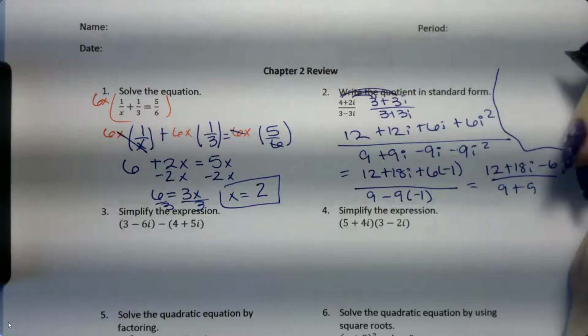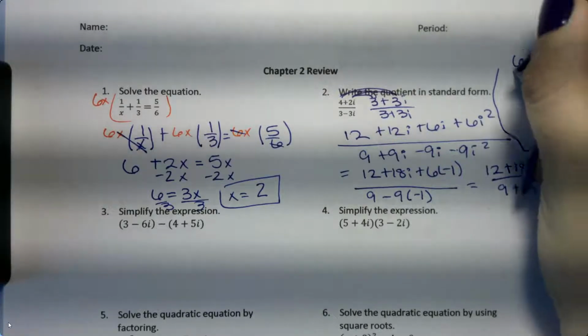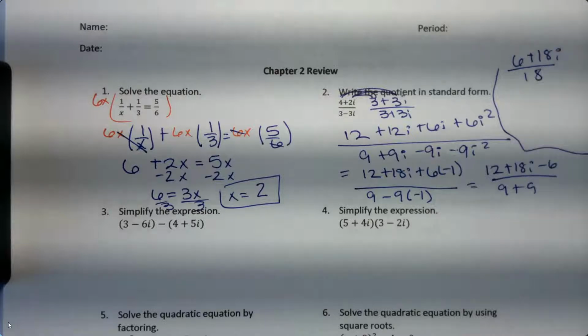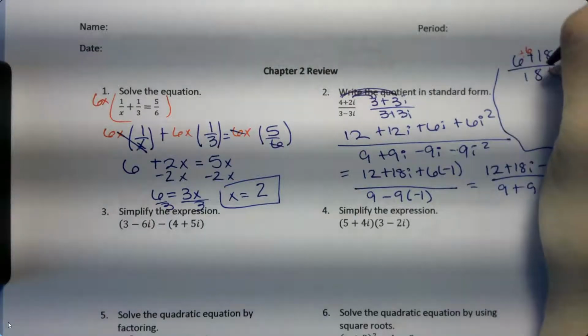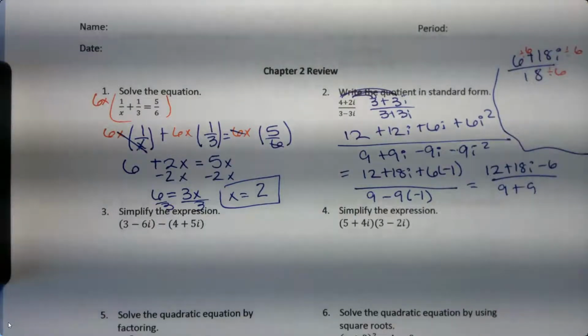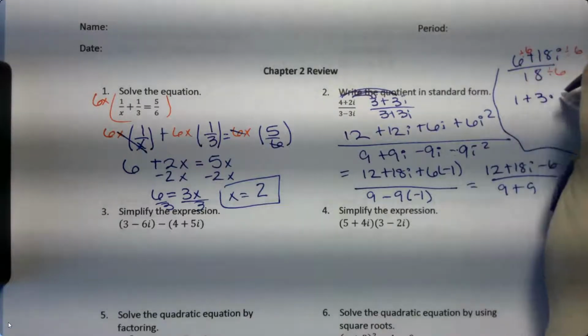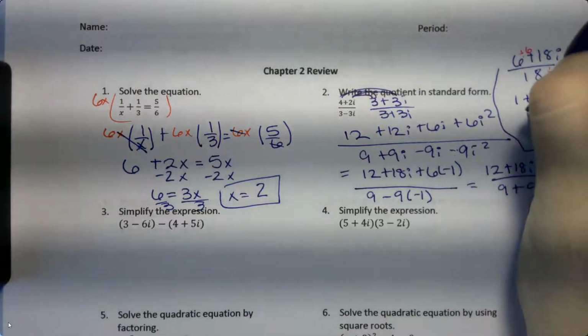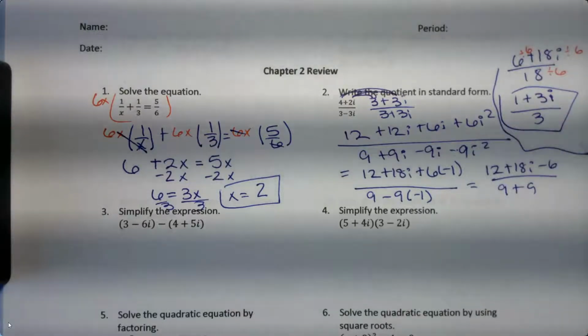Then I want to simplify more. I'm going to have 6 plus 18i on the numerator divided by 18. All three of these numbers are divisible by 6, so I want to divide all three of these numbers by 6. So that'll give me 6 divided by 6 is 1. 18 divided by 6 is 3, and I still have that i. And then 18 divided by 6 is 3. So this is my final answer.